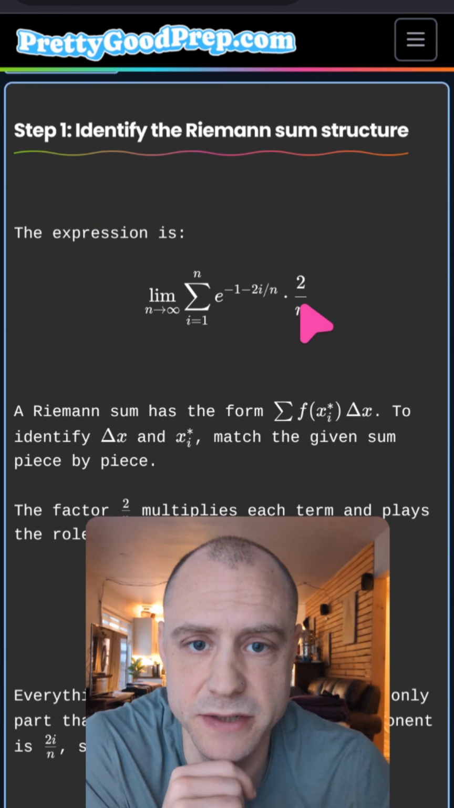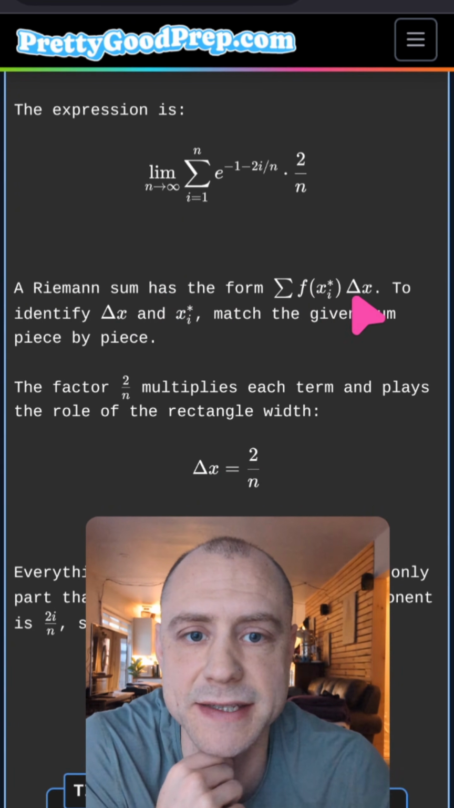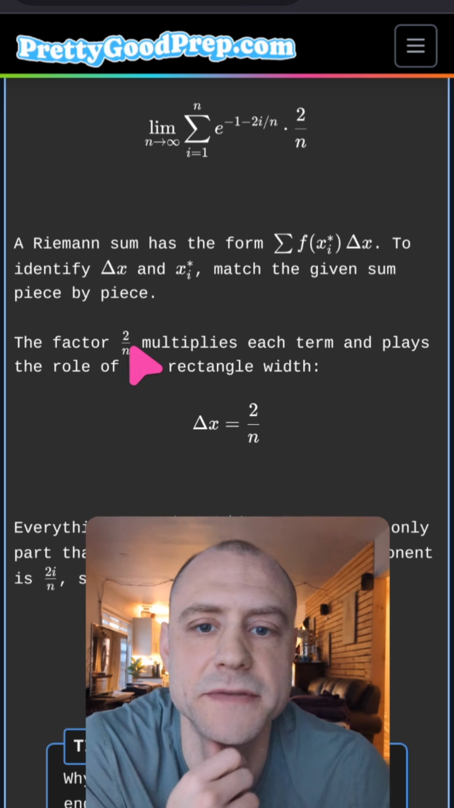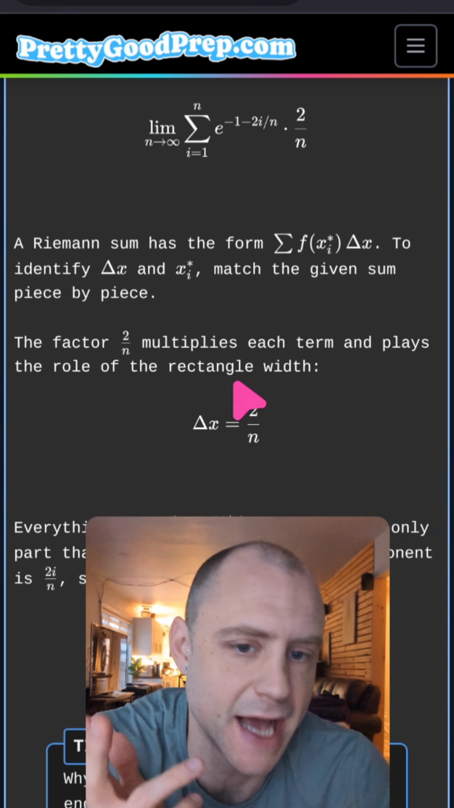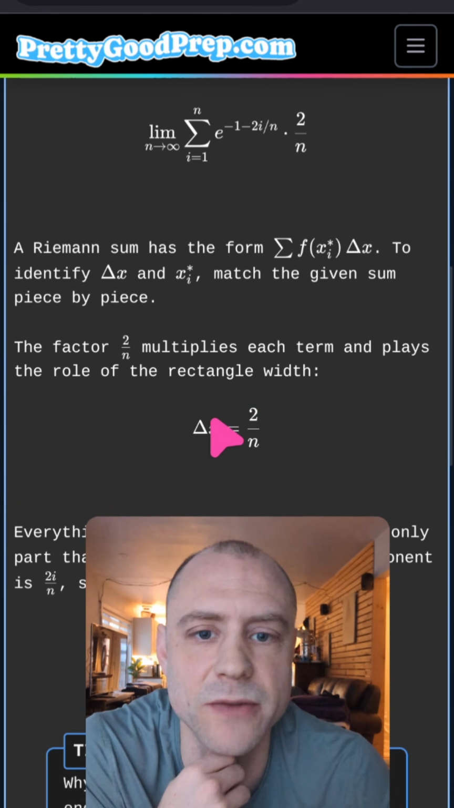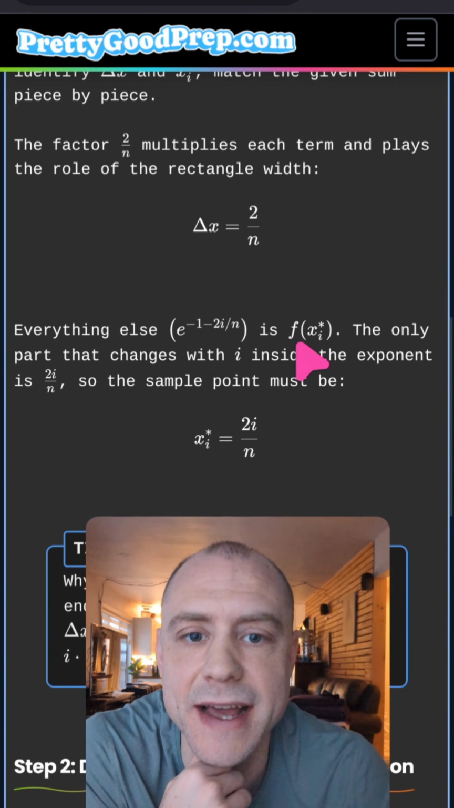So here's our expression from the question. The Riemann sum has this form where you have f at xi star times delta x. So we need to match these things here. The factor of 2 over n plays the role of the rectangle width. Remember, the Riemann sum is just adding up a bunch of rectangles. So that's definitely our rectangle width. Everything else, which is this whole remaining piece here, has to be f star.